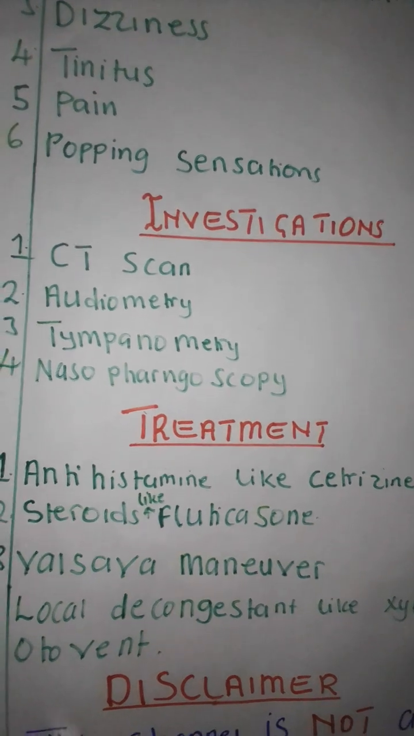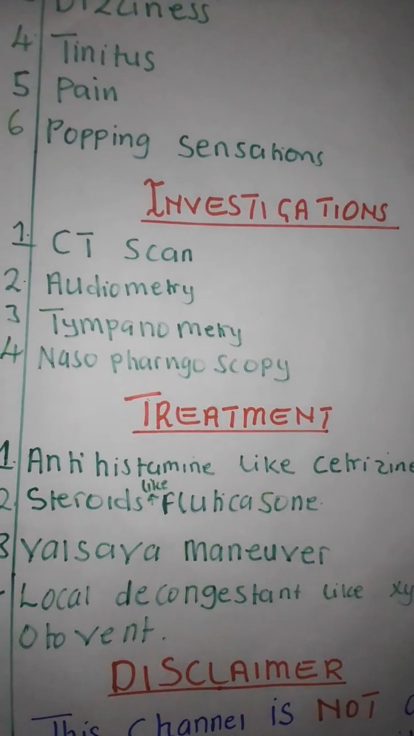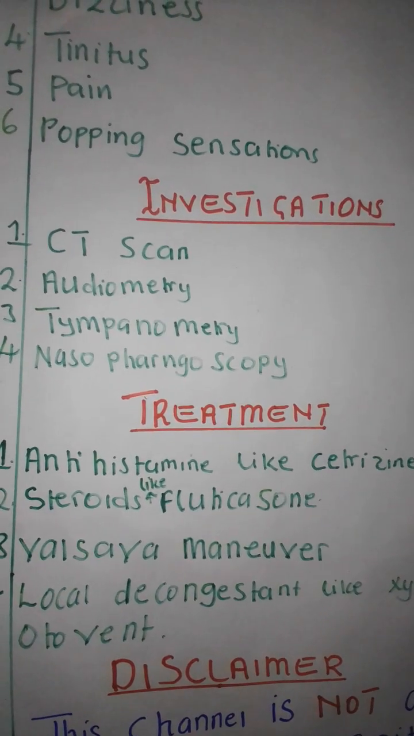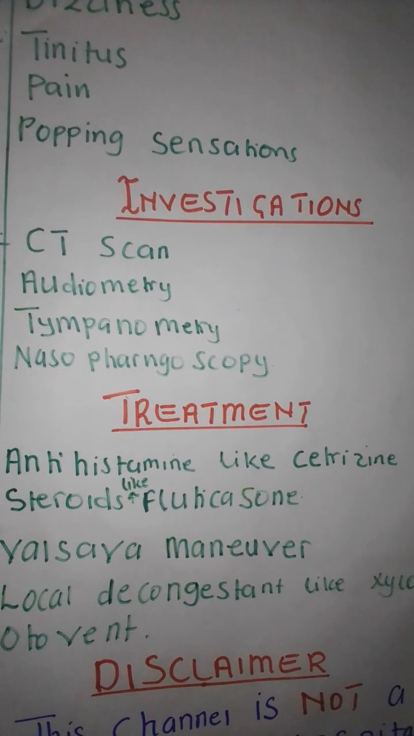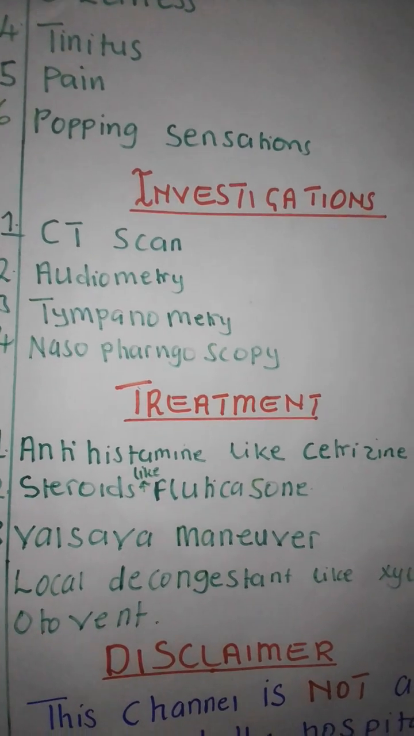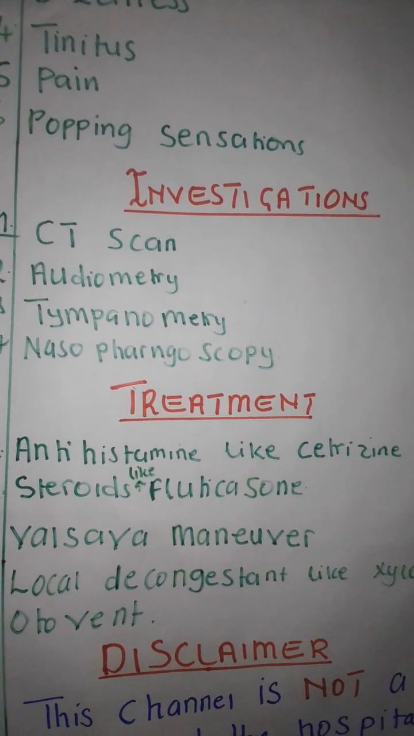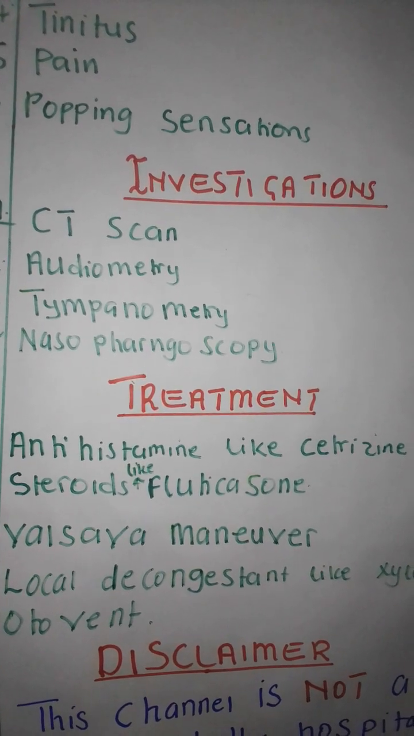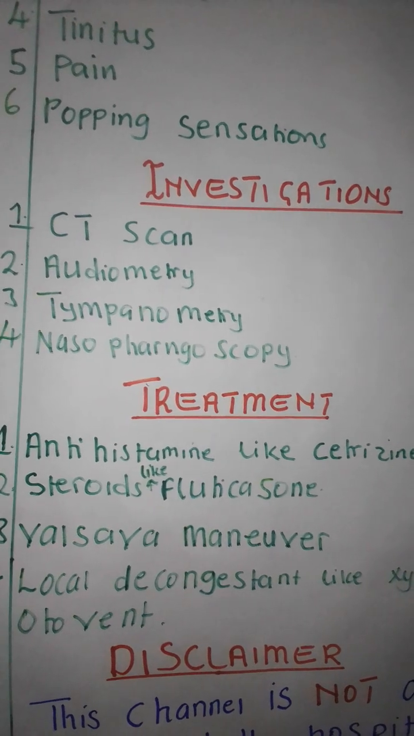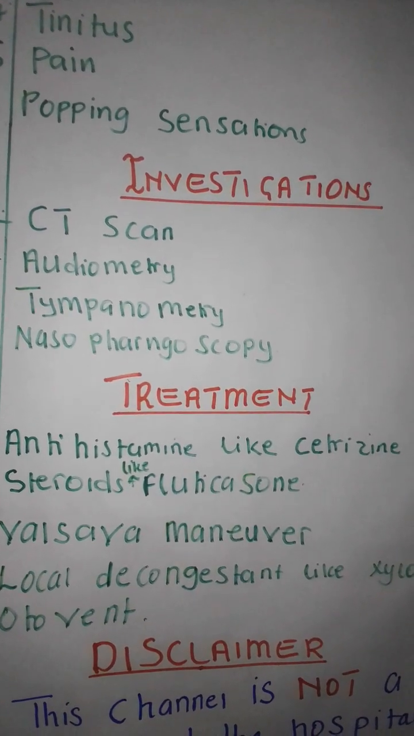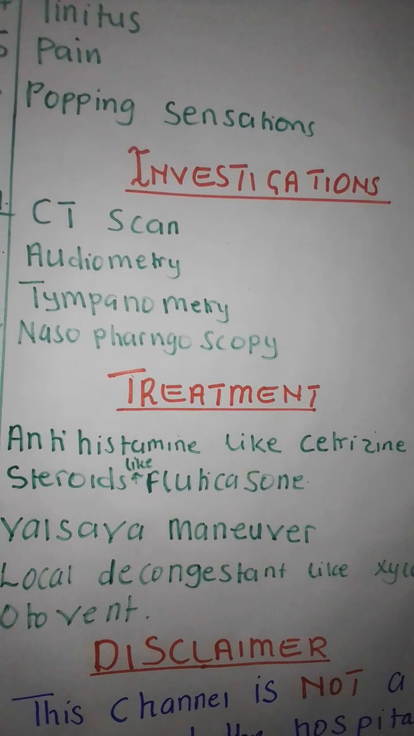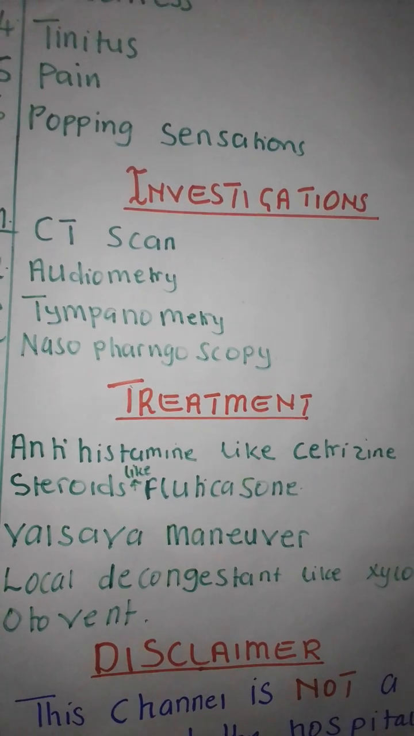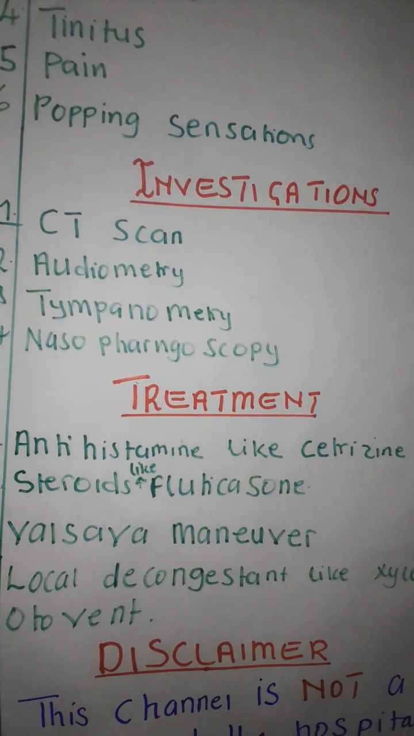What treatment can be given? Antihistamines like cetirizine can be given, and also steroids like fluticasone. Also advise the patient to practice a Valsalva maneuver, in which the patient will try to exhale the air while the nose is pinched so that it's closed and the mouth is closed, so the air which was supposed to come out through the mouth and the nose will be forced to pass through the Eustachian tube in order to help equalize the pressure.